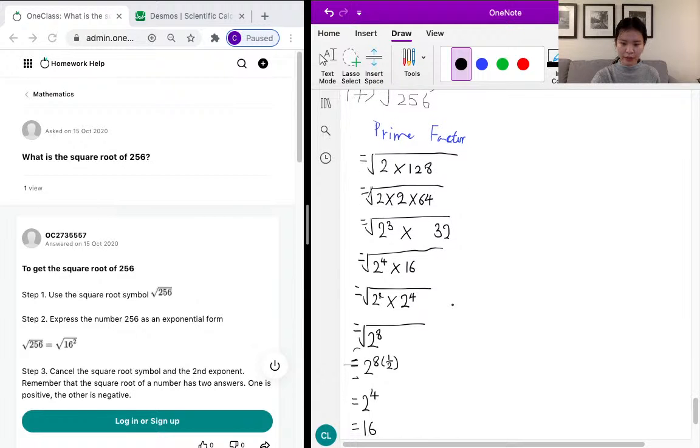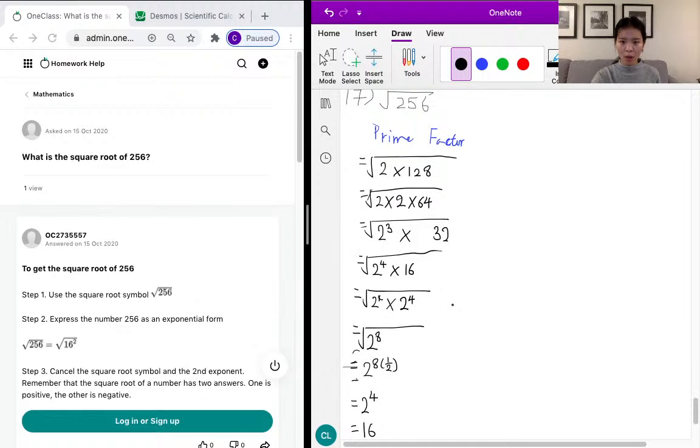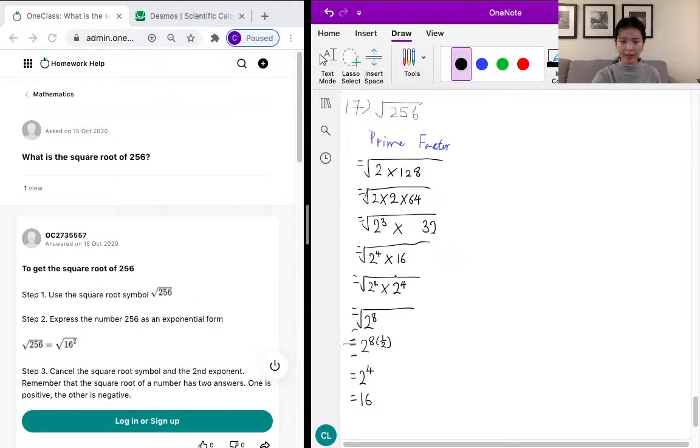Again, there are 3 ways to find out. One is to use prime factorization. The other is you just memorize the perfect squares. And the last way is obviously just use your calculator to find out.